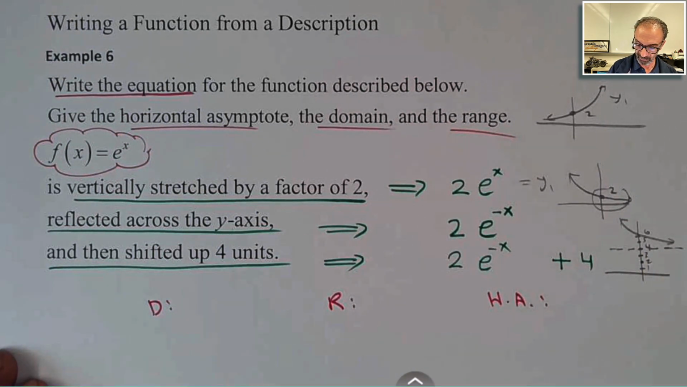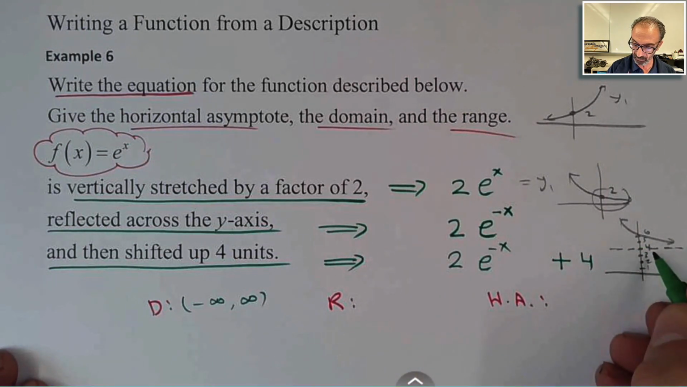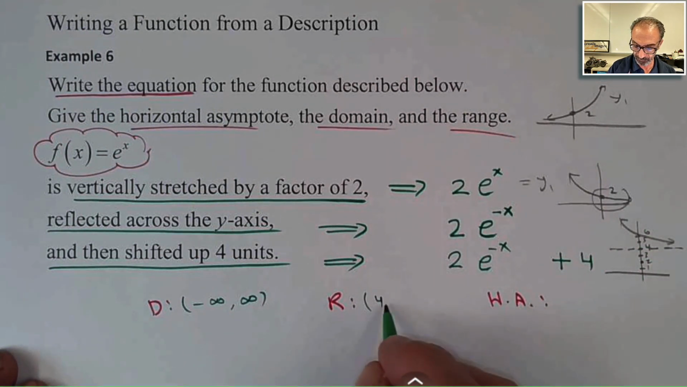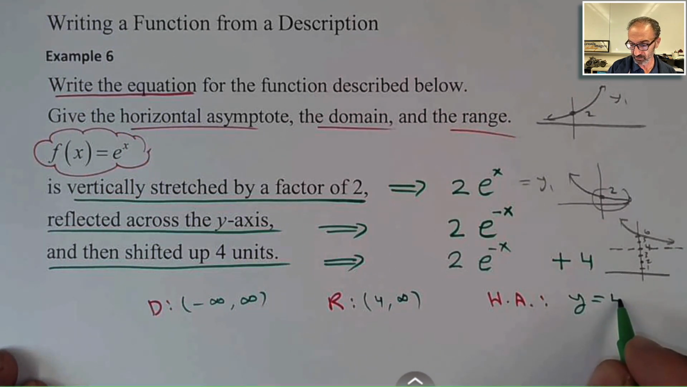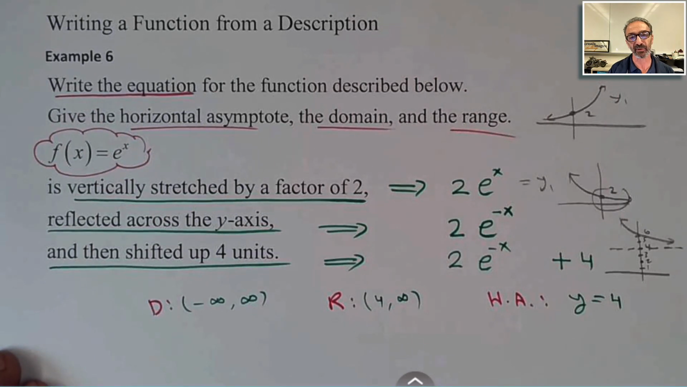So here we go. Domain, all real numbers. Range will go from 4 up, and horizontal asymptote is y equals 4. That should do it, and I'll see you in the next one.